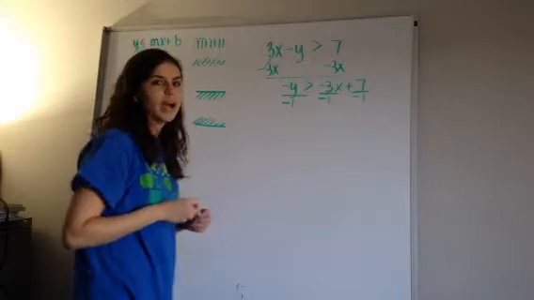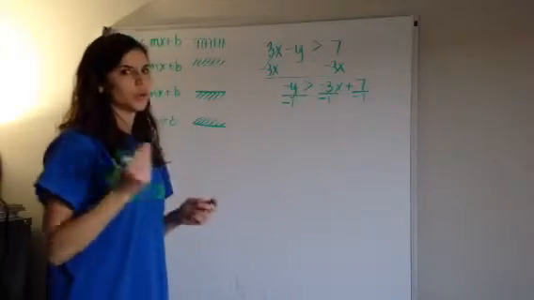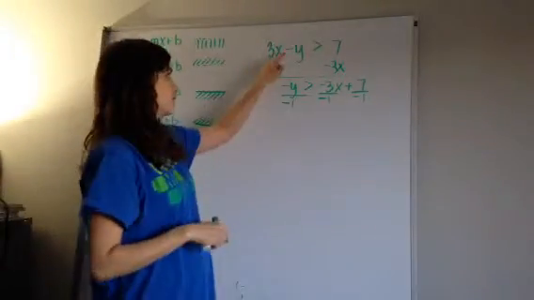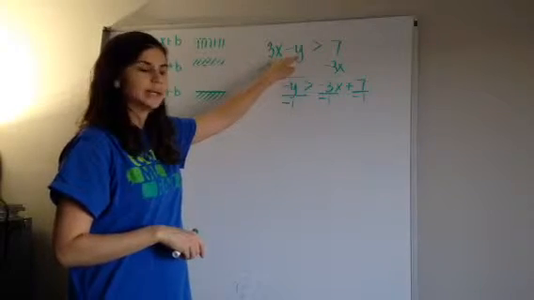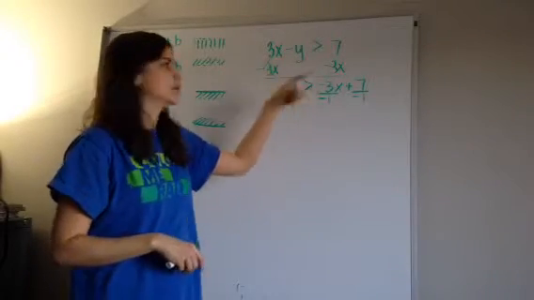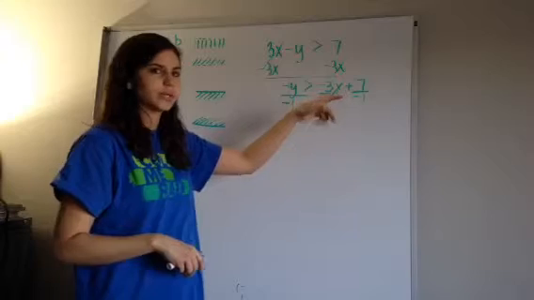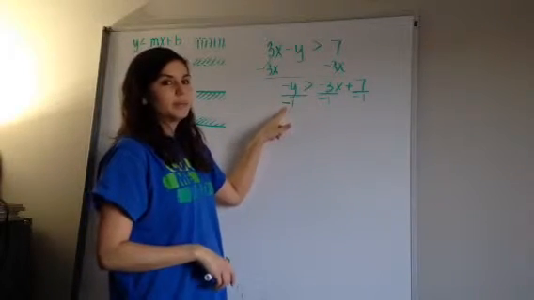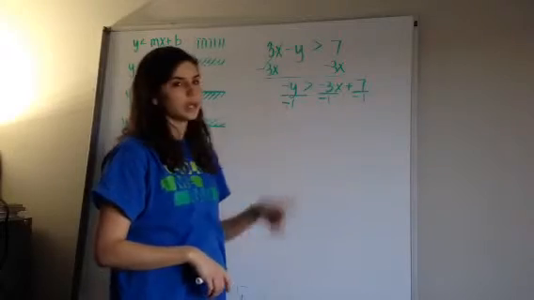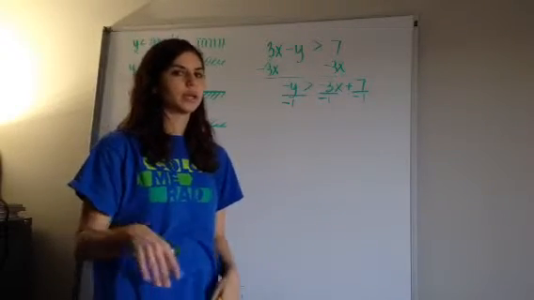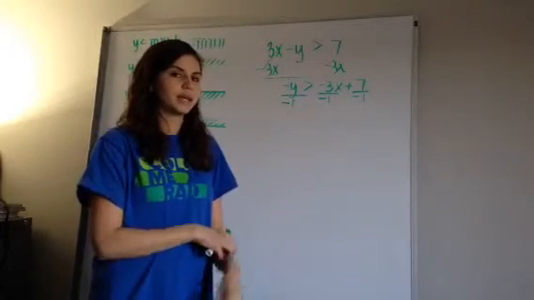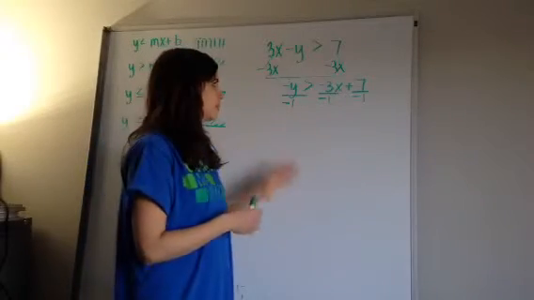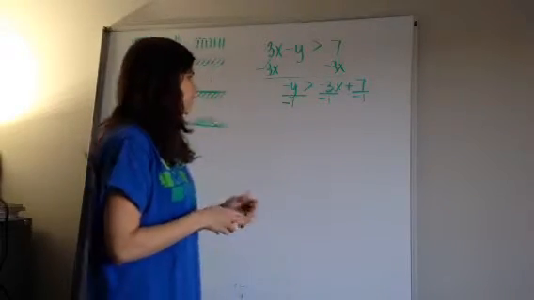Now, when you divide by a negative, here's a trick. If there's ever a negative attached to the y, it's going to end up flipping the sign. So if it's greater than, at the end it's going to be less than. So if you divide by a negative, it's going to switch the sign. Now also, you're going to learn later that if you multiply everything by a negative, that switches the sign too. But for this, you're only going to be dividing.